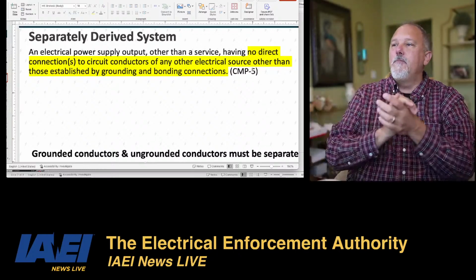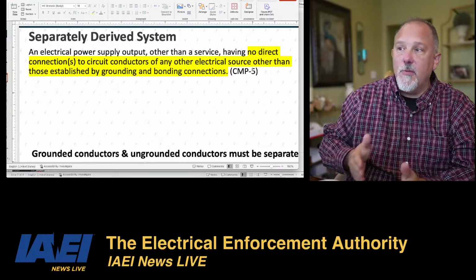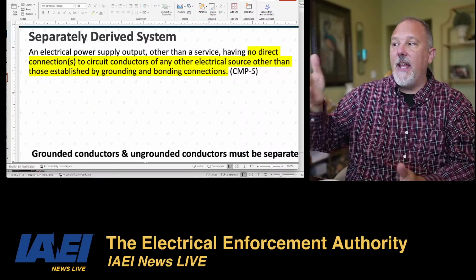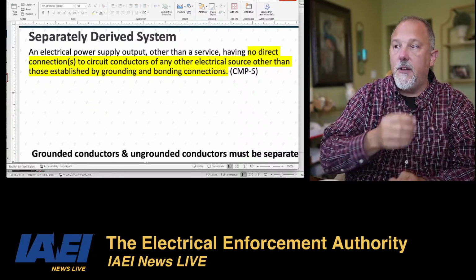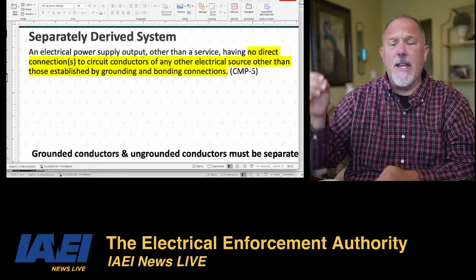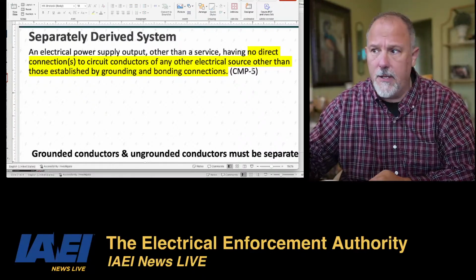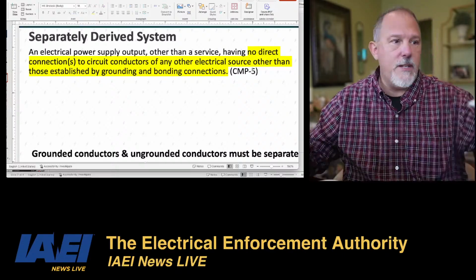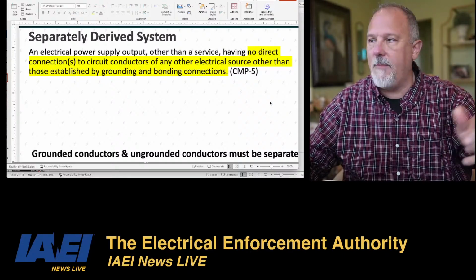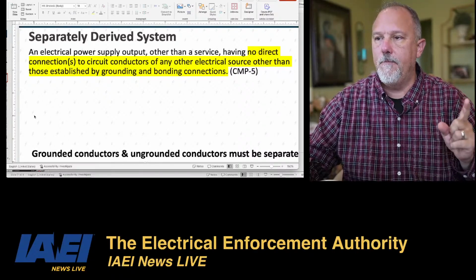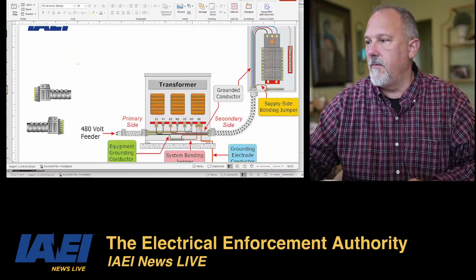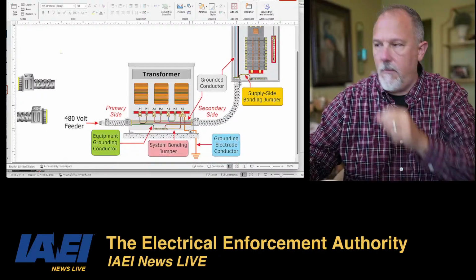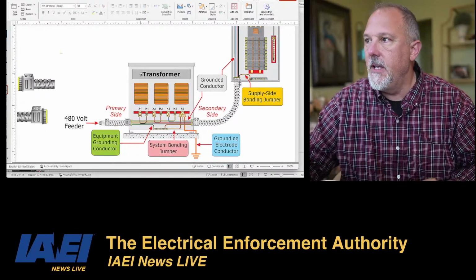All right. Separately derived systems have no direct connection to circuit conductors of any other electrical source other than those established by grounding and bonding connections. So, to the point of David Engelhardt, who made the statement about a transformer, here is a transformer.